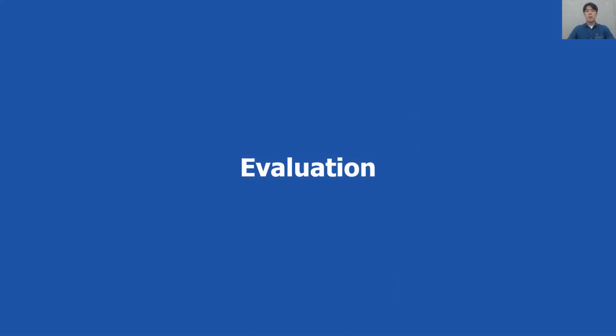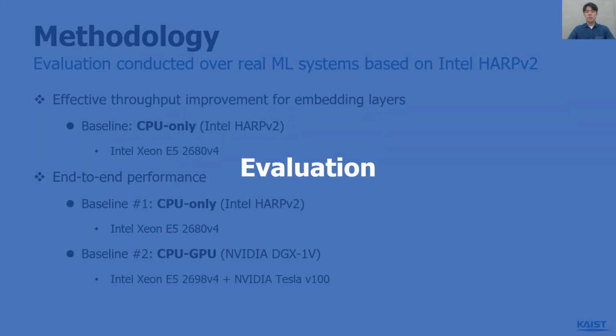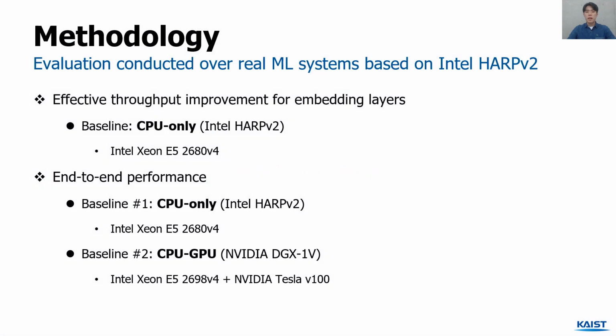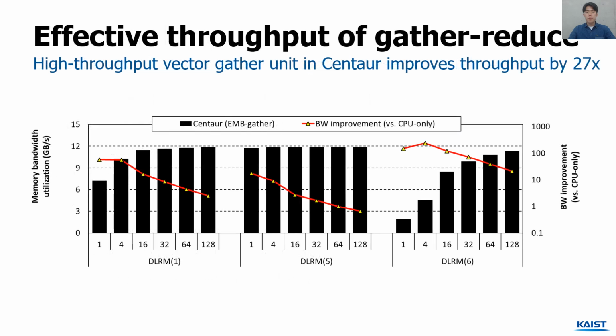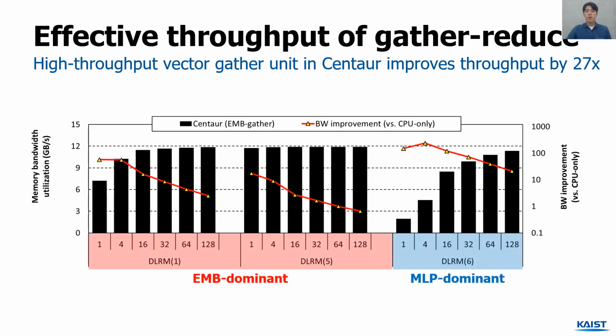Now, I'll explain our evaluation methodology. All the evaluation reported in our study is measured end-to-end over real silicon based on Intel's HARP platform. When discussing the improvement in effective throughput in embedding layers, we compare the result against the baseline CPU-only system, whereas the end-to-end performance is compared against both CPU-only and hybrid CPU-GPU. For brevity, in this presentation, we discuss three DLRM models. Two models are dominated by embedding layers and one is limited by MLPs.